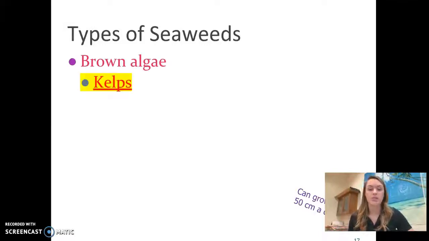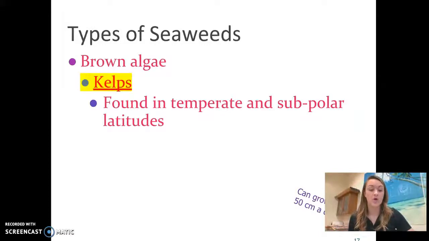All right, talking about some more brown algae. This is where we find our kelps. So we're going to watch a little clip of Jonathan Bird on kelp forest, and it's so interesting to see all the different types of creatures that live here.